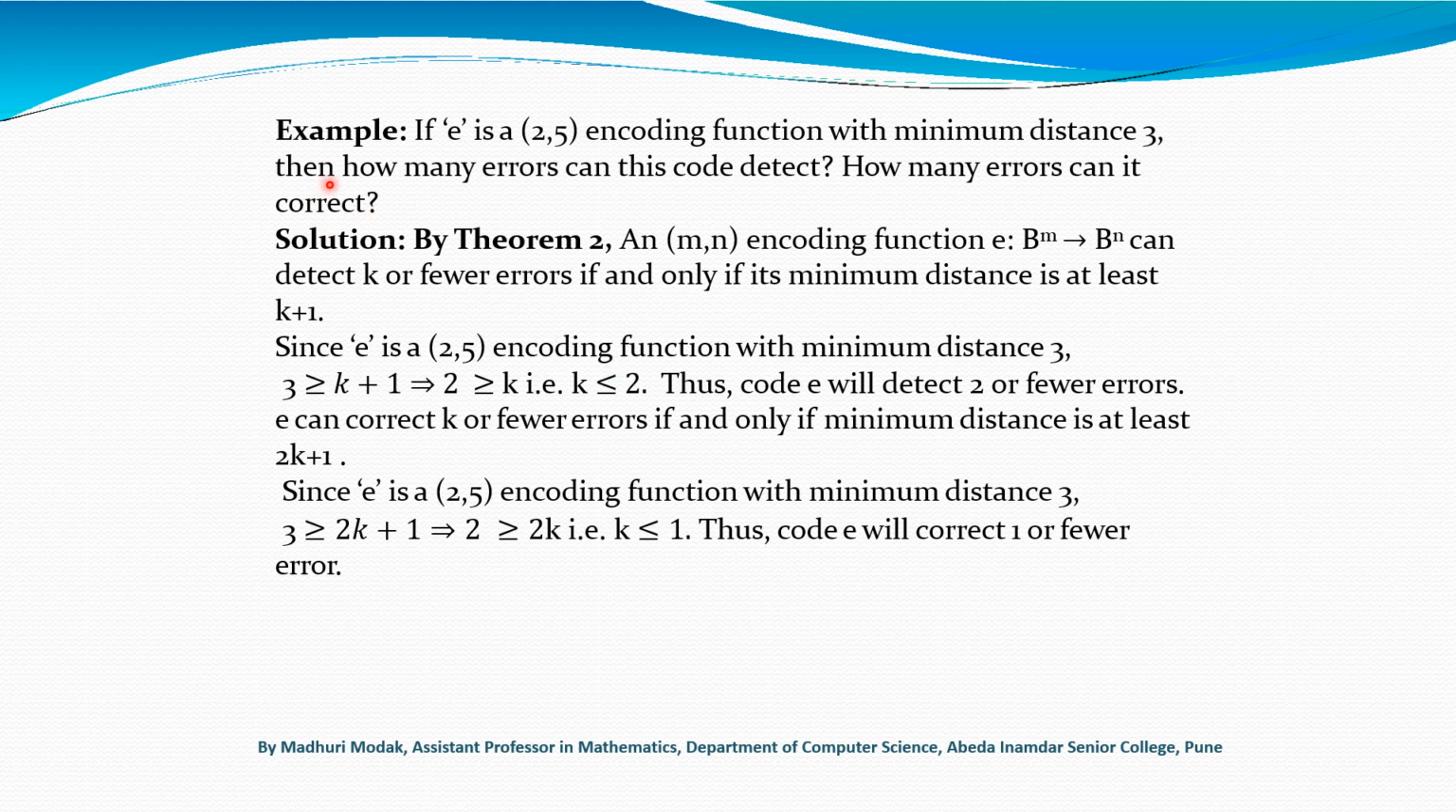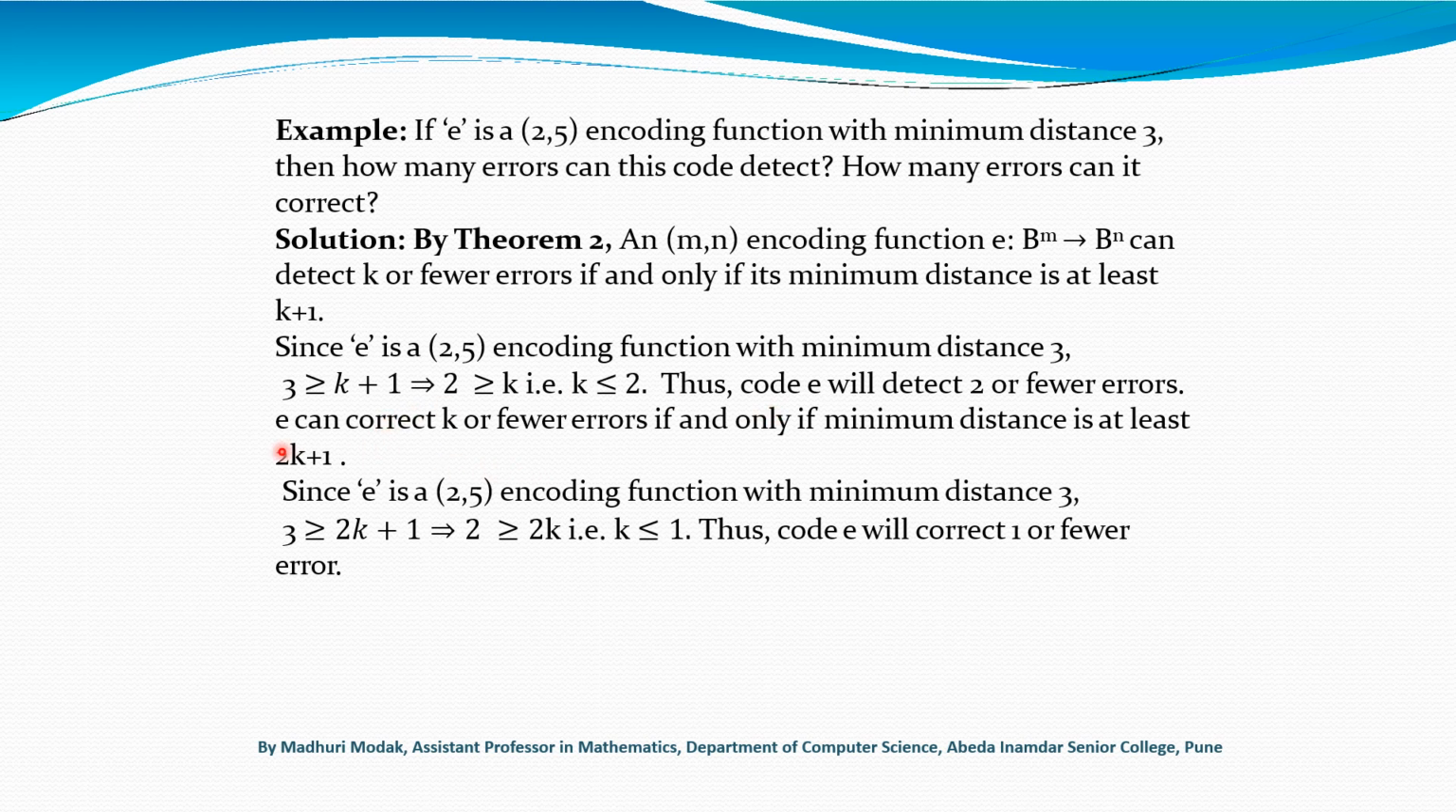Now see example. If E is a (2,5) encoding function with minimum distance 3, then how many errors can this code detect? How many errors can it correct? Now here we will use the result we have just seen. An (m,n) encoding function E from Bm to Bn can detect k or fewer errors if and only if its minimum distance is at least k plus 1. Now here minimum distance is given as 3. So it is at least k plus 1, means 3 is greater than or equal to k plus 1. It means k plus 1 is less than or equal to 3. So k is less than or equal to 2. The code E will detect 2 or fewer errors.